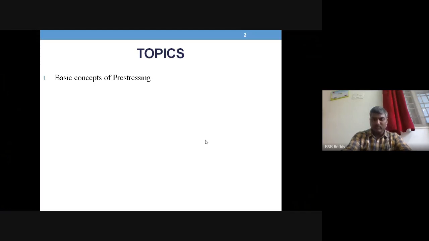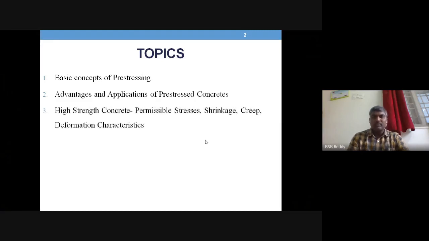Just going through what we have talked about till date. So we have talked about basic concepts of pre-stressing, then advantages and applications of pre-stressed concrete. Then we have extensively talked about high-strength concrete, the properties, starting from ingredients, then permissible stresses, shrinkage, creep, and deformation characteristics.